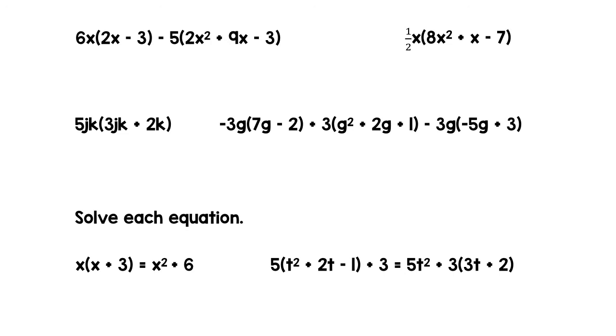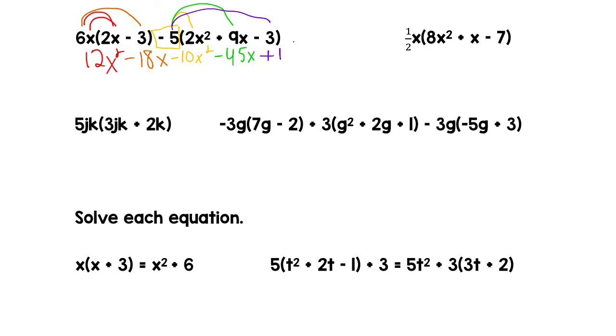then simplify. So we've got 6 times 2 is 12. I gave it away. And then x times x is x squared. And then we have 6 times -3 is -18x. Now, next set of parentheses. This 5 includes the negative. So we have -5 multiplying by everything. -5 times 2x squared is -10x squared. -5 times 9x is -45x. -5 times -3 is plus 15.